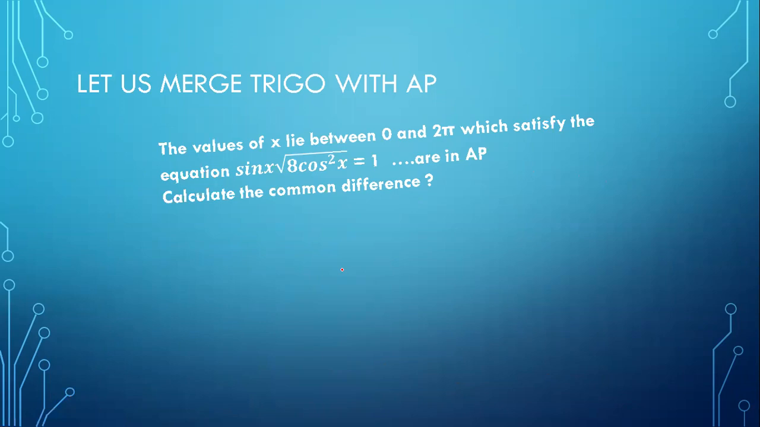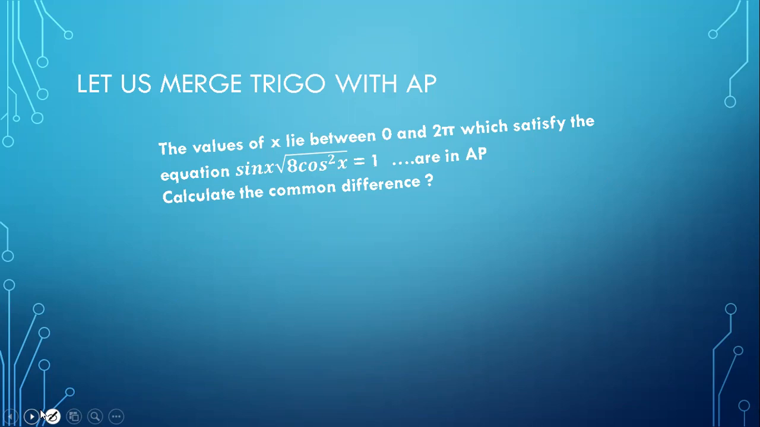Going forward, I'm leaving you with the last question. The video is becoming really long, and I don't want to upload such a huge video. So here I'm mixing trigonometry with arithmetic progression. I'm just giving you a little hint. If you don't require it, you can try to work it out on your own. I'll leave the answer down below. In case you're not able to solve it, just type your queries in the comment section.